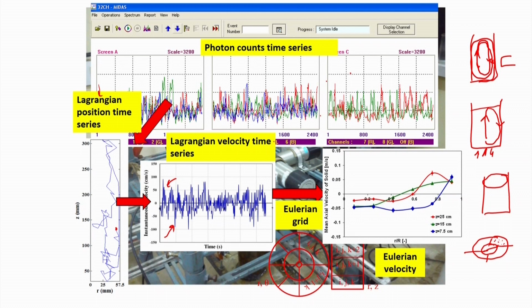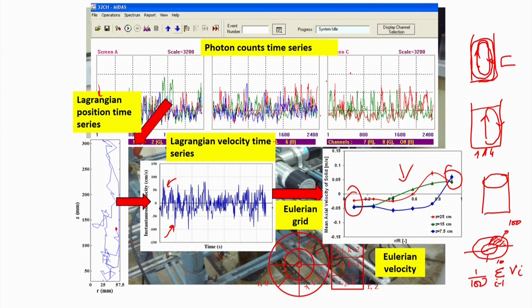We wait until the particle comes several times in each cell. Now, suppose in this cell the particle has come around 100 times, I can calculate the mean velocity of this cell by doing the ensemble average. It means I will do 1 upon 100, summation i equal to 1 to 100, of Vi. So, I will get the ensemble average velocity of the tracer particle for each location. If I plot that, I will get the mean velocity, and it shows that the tracer particle is moving up near the wall and coming down at the center of the column. So, in this way we can calculate the mean velocity.